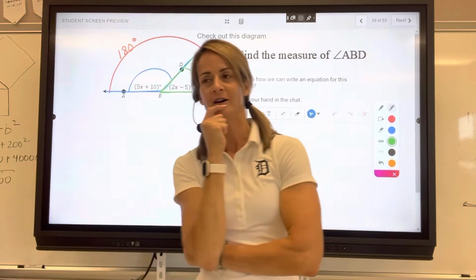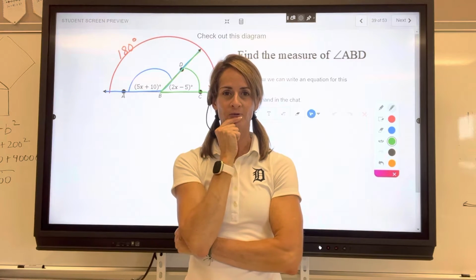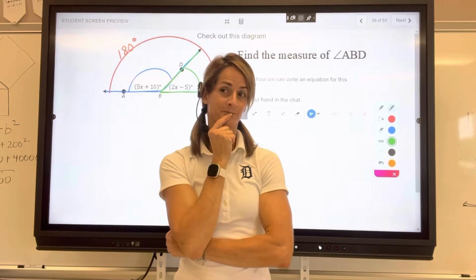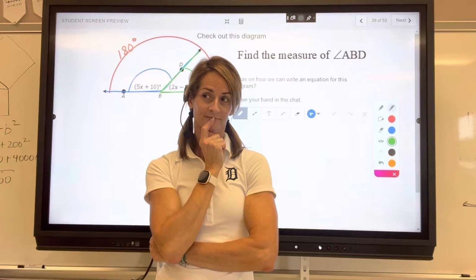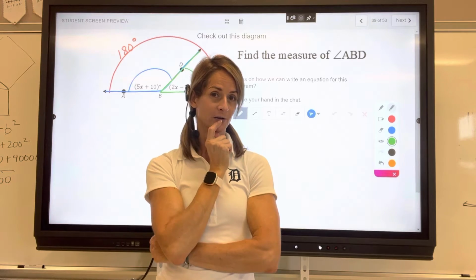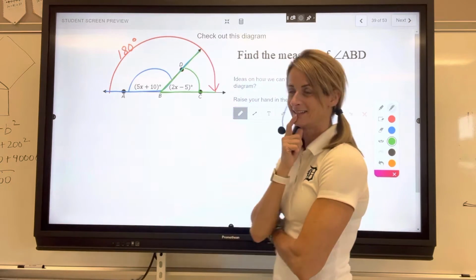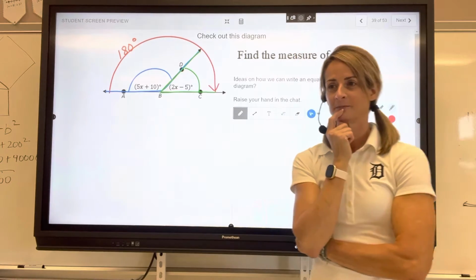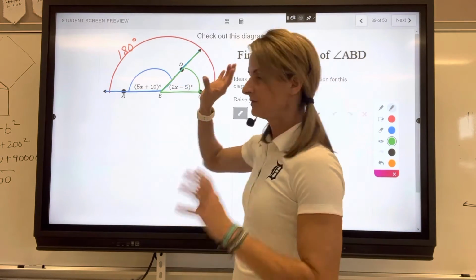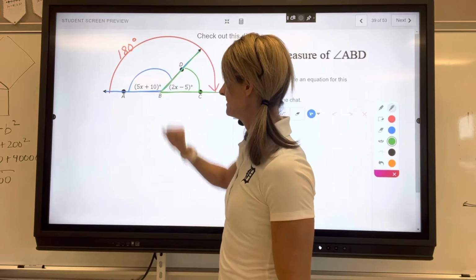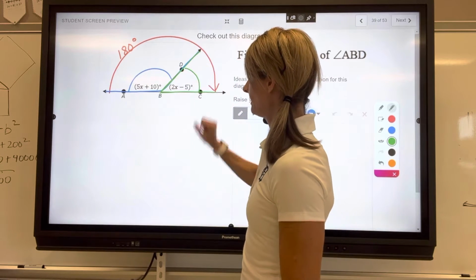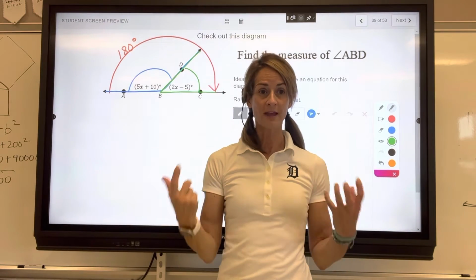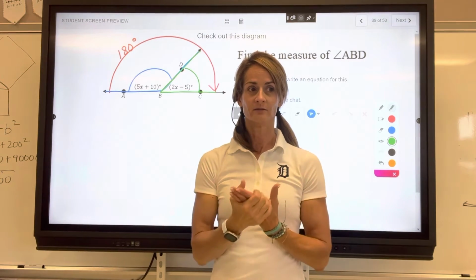Can anyone think of an equation that we can write from the diagram based on the information that we're given here? I know it's totally new. I haven't recorded in this class before, so you guys are kind of quiet. But what this diagram is saying is that we have this angle, and together they are 180 degrees. So how are we going to write that in an equation in algebra?